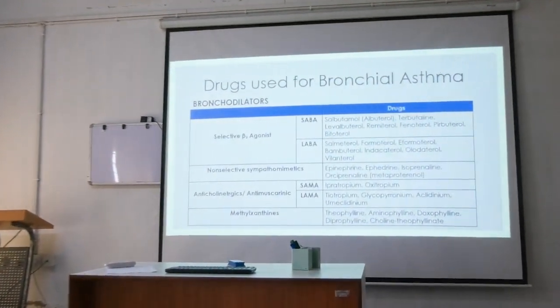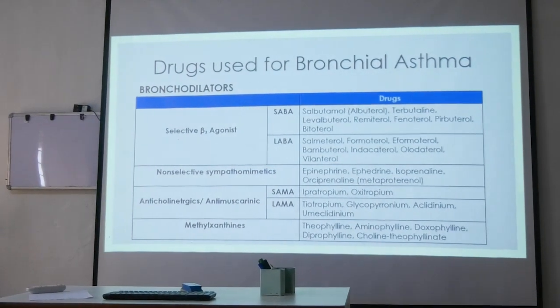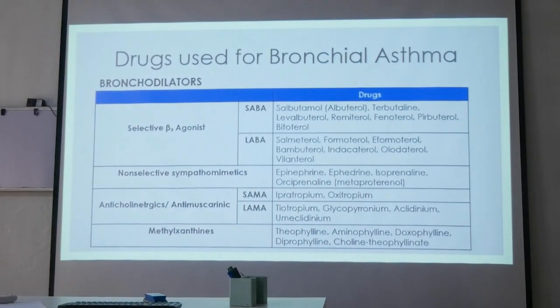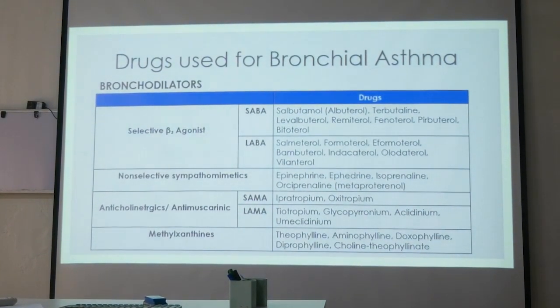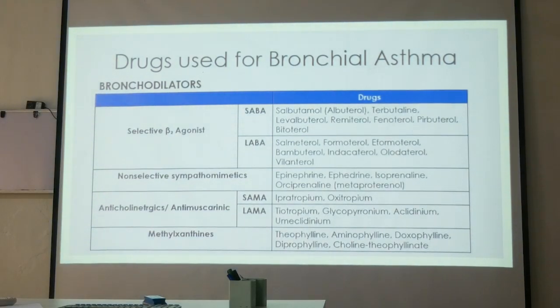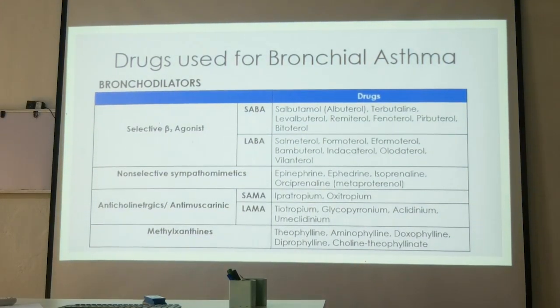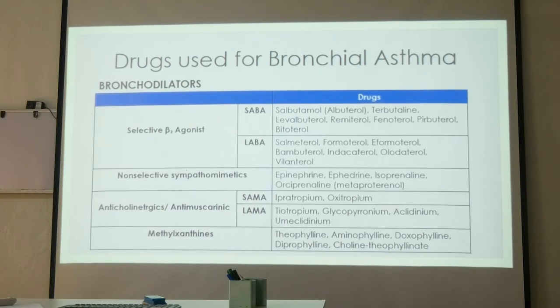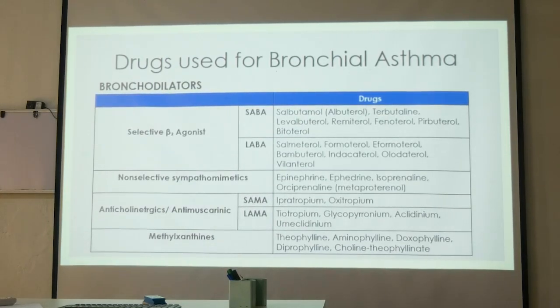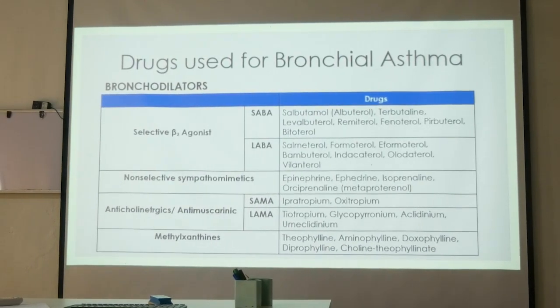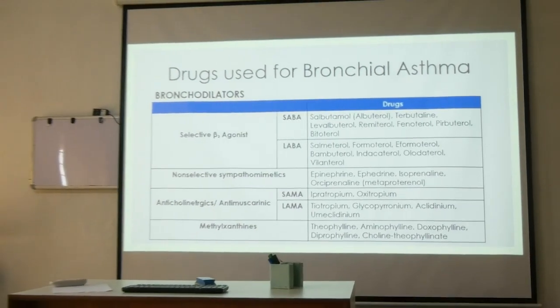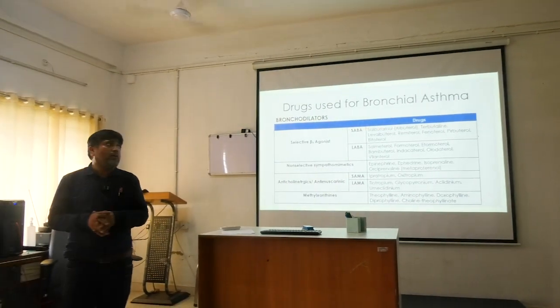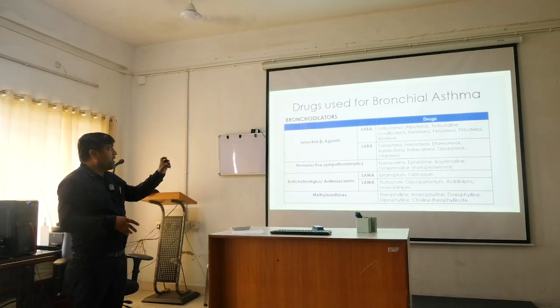Now, selective beta 2 agonists include short-acting ones and long-acting beta 2 agonists. Short-acting beta 2 agonists are salbutamol and terbutaline. These two drugs are commonly used. Long-acting ones include salmeterol and formoterol. Also, other drugs are there: indacaterol, olodaterol, vilanterol. These are ultra long-acting beta 2 agonists.